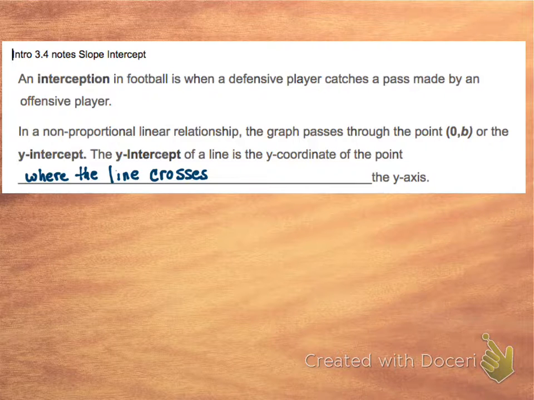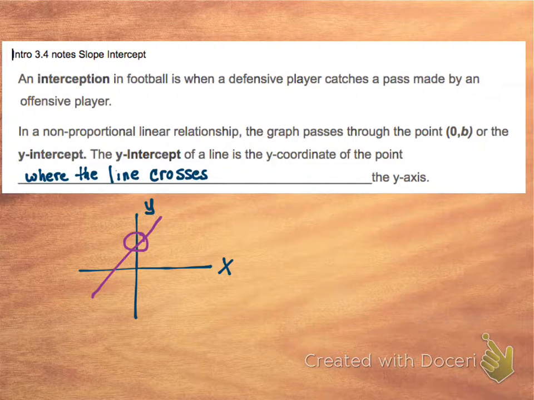So you've got your x and y axis and any kind of line that could go across, and the idea would be, okay, there's the y-intercept. It's where that line crosses the y-axis.